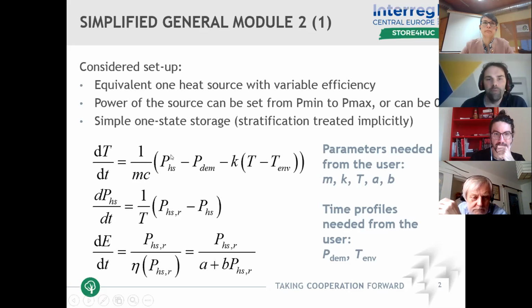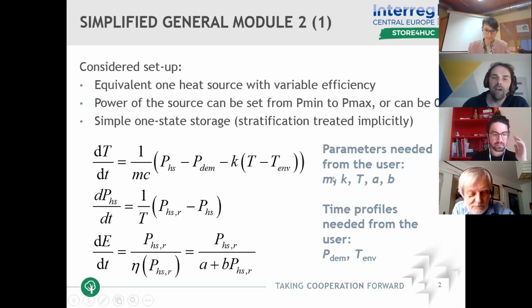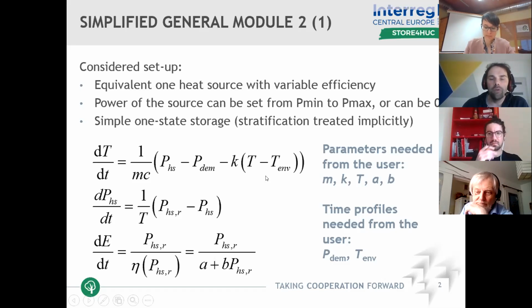In this simplified general module, the power of the heat source needs to be decided, computed, actually advised to the user for a full day profile. Then we have heat demand that should be predicted and provided by the user. We can discuss it in more detail, what that would mean, but this would have to be provided as an input from the user to get an advice. And we have this third part regarding losses to the environment because of non-perfect insulation.